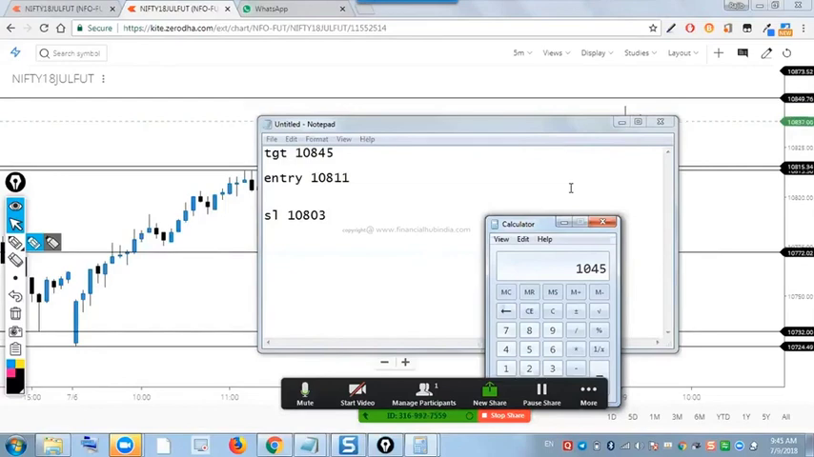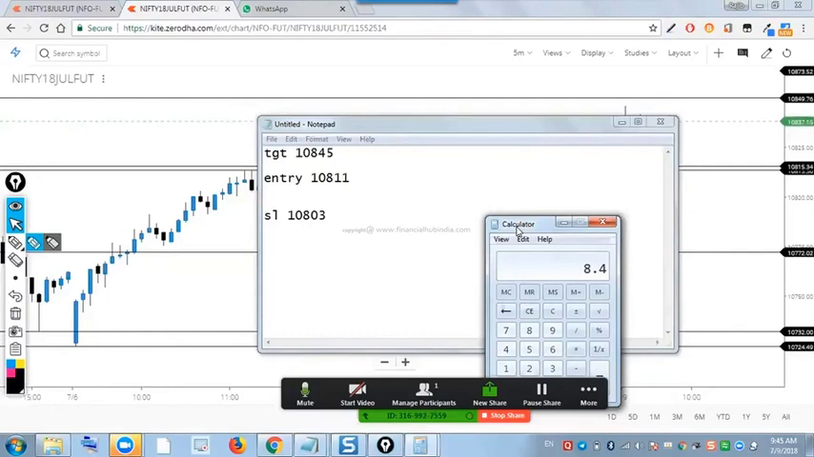10845, sorry, 10845 minus 10803. How much is it? 42 points. Okay, so you divide 42 by 5. When your RR is 1:4, you'll have to divide it by 5. When RR is 1:2, you'll have to divide it by 3. So our RR is 1:4, so you're dividing it by 5, so it becomes 8.4.